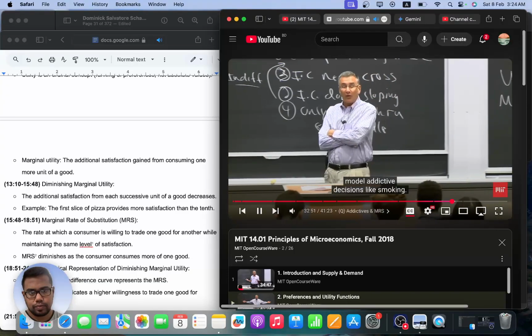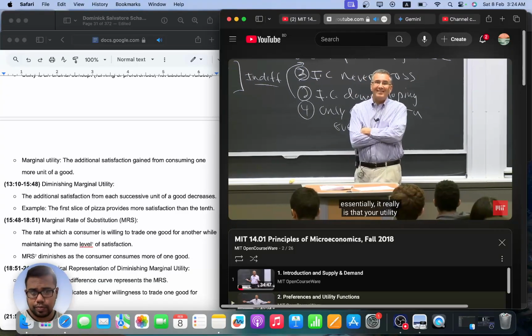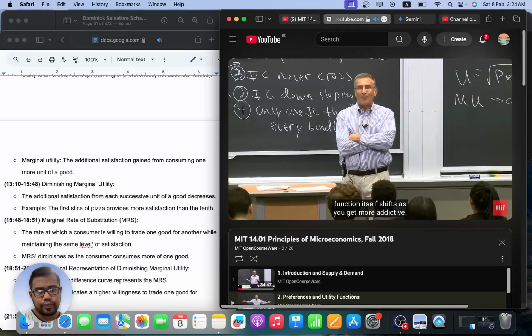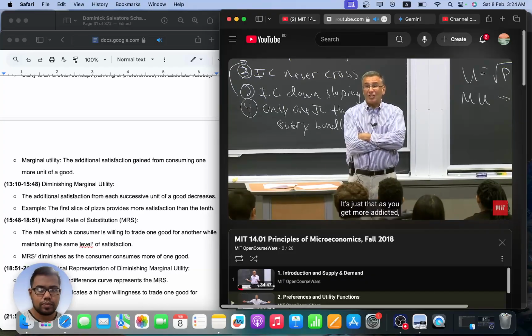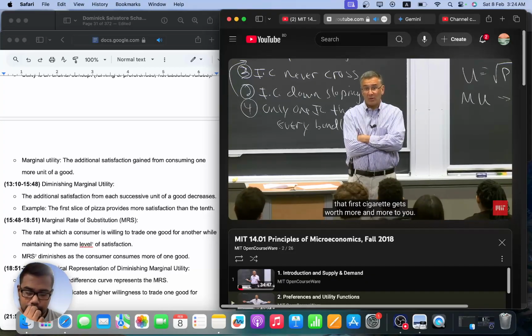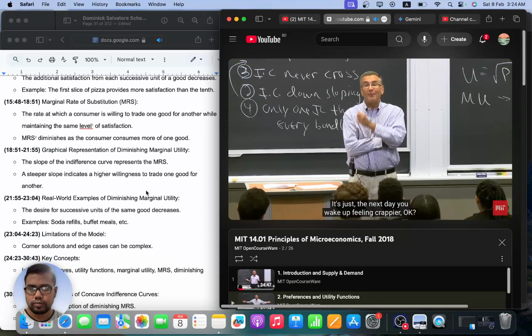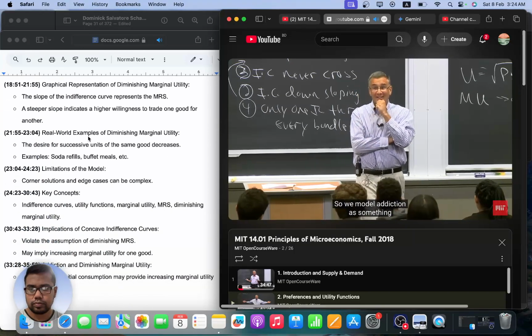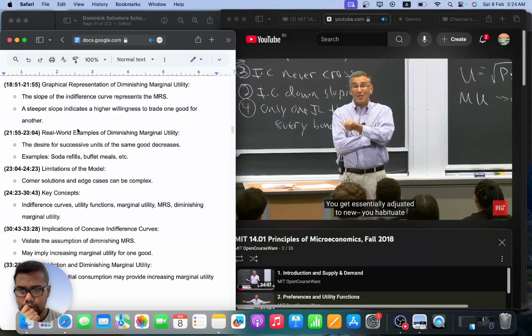Think about how you properly model addictive decisions like smoking. Essentially, your utility function itself shifts as you get more addicted. It's not that your marginal utility, the next cigarette's still worth less than the first cigarette. It's just that as you get more addicted, that first cigarette gets worth more and more to you. So when you wake up in the morning feeling crappy, that first cigarette still does more for you than the second cigarette. It's just the next day you wake up feeling crappier. So we model addiction as something where each day, cigarettes do less and less for you. You get habituated to higher levels.